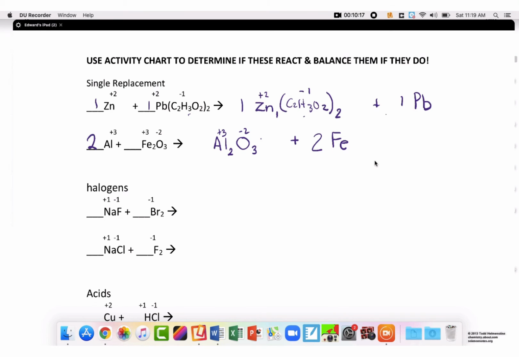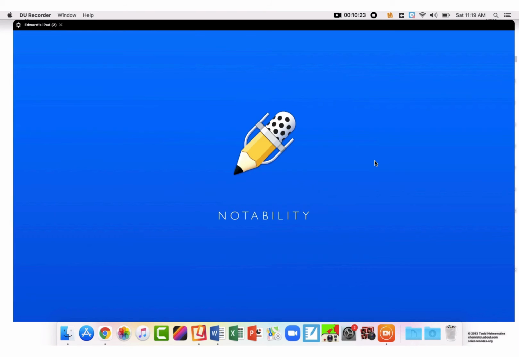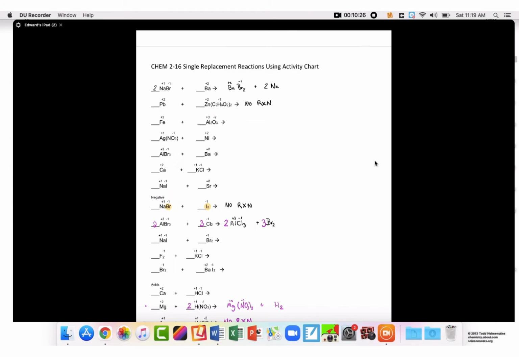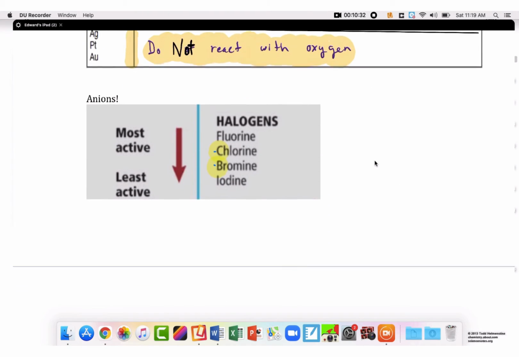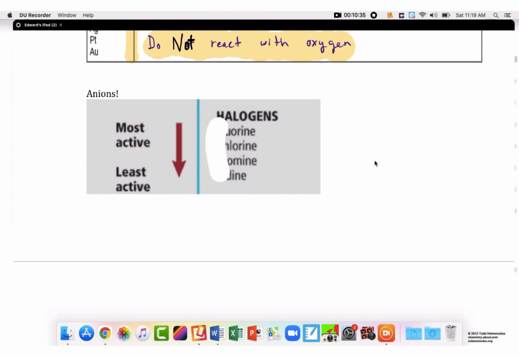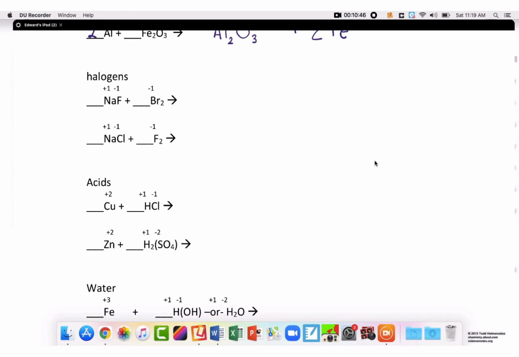The next single replacements are the halogens. So this is where you have to use the bottom chart. Go back to your activity table. Oops, I pushed the wrong button. And you go down to the bottom, and it says halogens, and there they are. Right? And so fluorine, chlorine, bromine, iodine, in that order. And so we look here, it was fluorine, chlorine, bromine, iodine, right? So F is here, Br is here. Br is below F on the chart, so that's a no reaction.